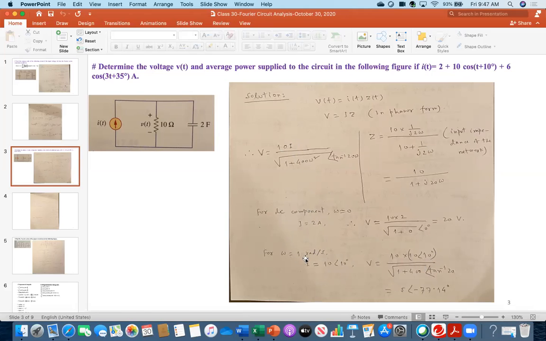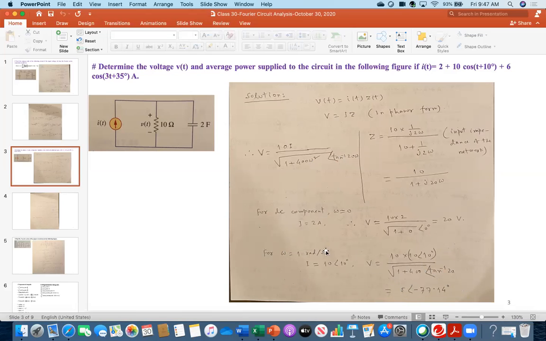And because omega is 1, everybody look, if I put omega 1, then it is root of 1 plus 400, and the angle is tan inverse of 20 multiplied by omega 1. This is my omega 1. So tan inverse 20. If you simplify it, you should be getting 5 at an angle of minus 77.14 degree after operation, because if you do tan inverse 20 and take it in the numerator, you should be getting this angle. So I got V is this one.